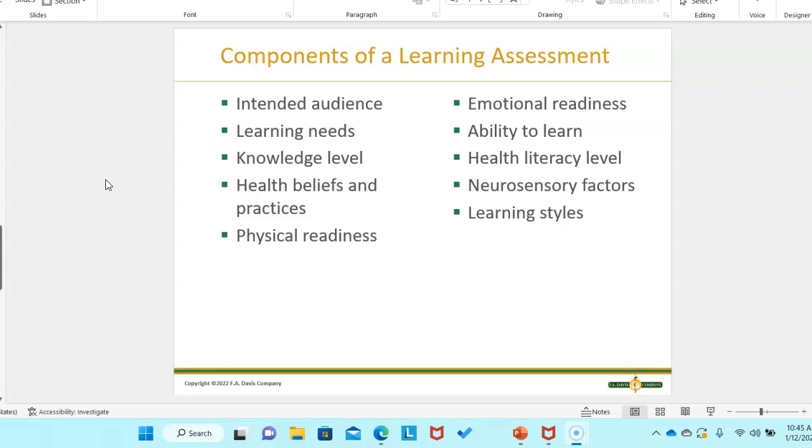Their learning styles. Ask the person, how do you prefer to learn new things? For example, do you prefer to read about them, to talk about them, to watch a DVD, be shown how to do it, listen to the teacher, or use a computer? Do you like to read?